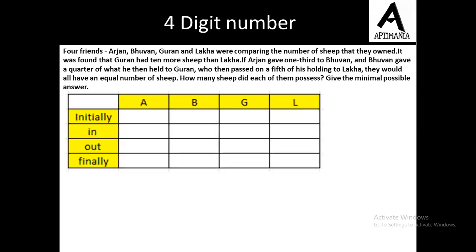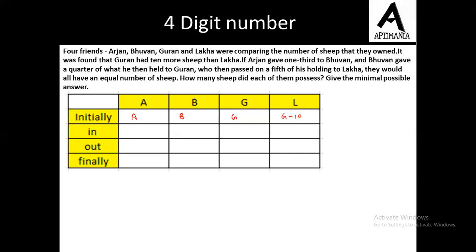So first of all, in such type of question, we need to minimize the variables. हमको ज्यादा वेरिएबल कभी भी इंट्रोड्यूस नहीं करनी चाहिए, right? So let us assume the number of sheep initially with A, that with B, and that with G, let us assume to be G only, and for L we can directly use G minus 10. It is given that G had 10 more sheep than L. Fine. So we can use the value of L as G minus 10.